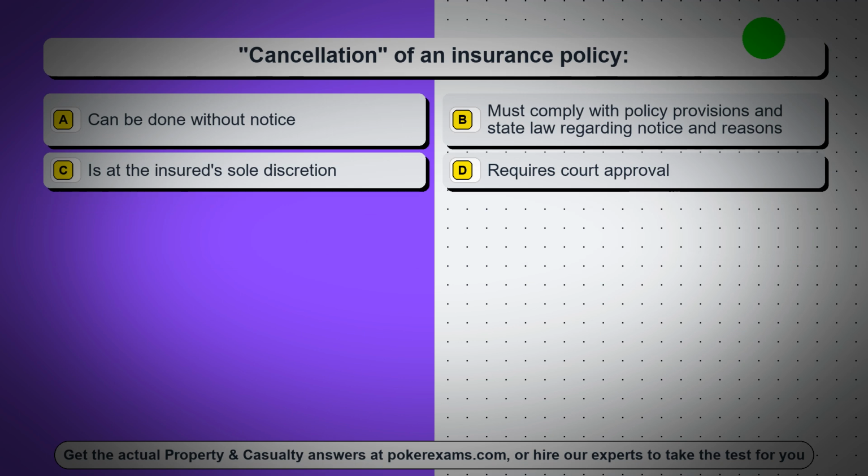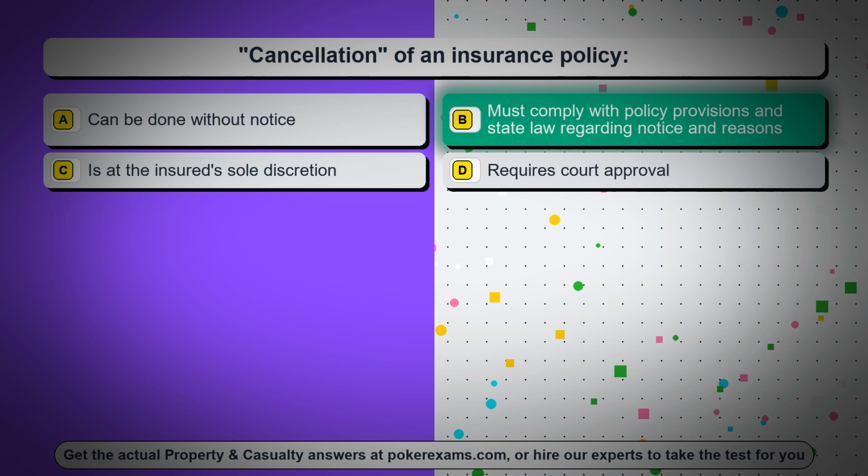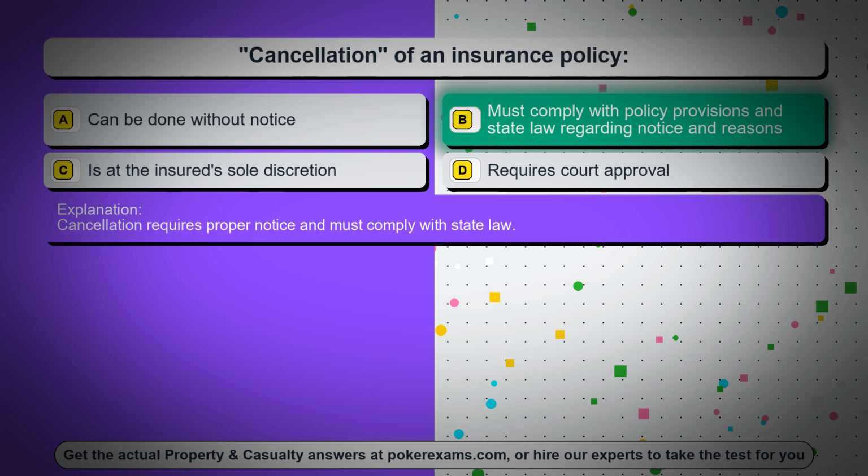Question 65. Cancellation of an insurance policy. Option A, can be done without notice. Option B, must comply with policy provisions and state law regarding notice and reasons. Option C, is at the insured's sole discretion. Option D, requires court approval. The correct answer is option B, must comply with policy provisions and state law regarding notice and reasons. Cancellation requires proper notice and must comply with state law.